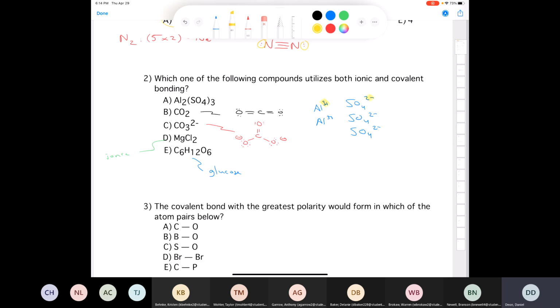And I also have covalent bonds in a sulfate polyatomic ion, right? Because inside the sulfate, I have 2 double bonds to oxygen like this, and I have 2 single bonds to oxygen, and there's 3 lone pairs on each of those and 2 negative charges. And so the answer is the aluminum sulfate.